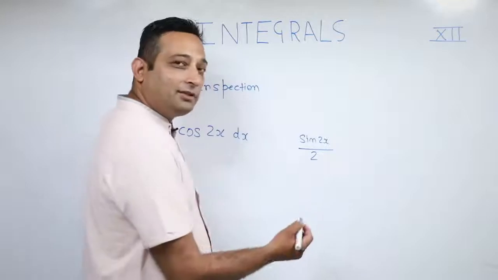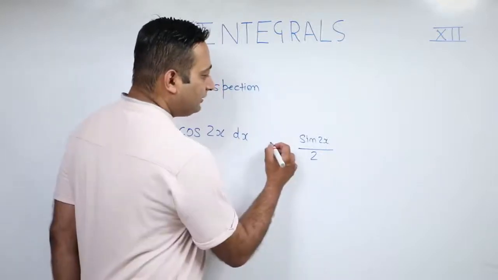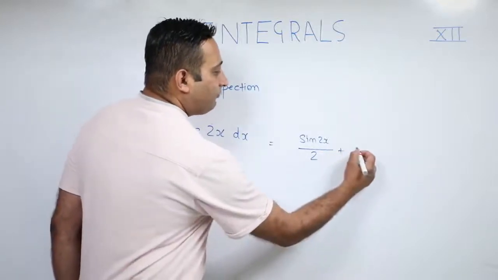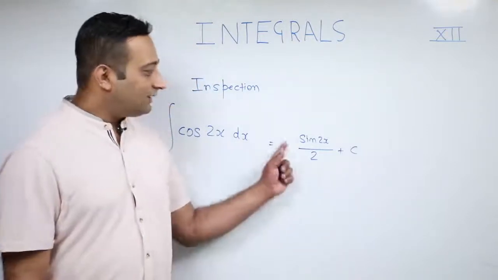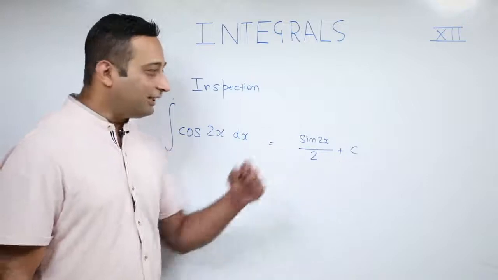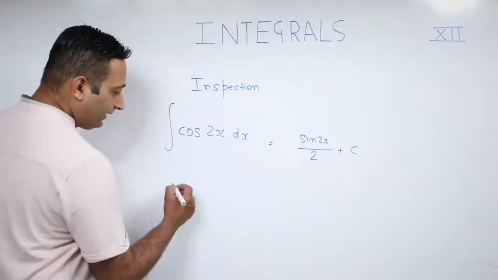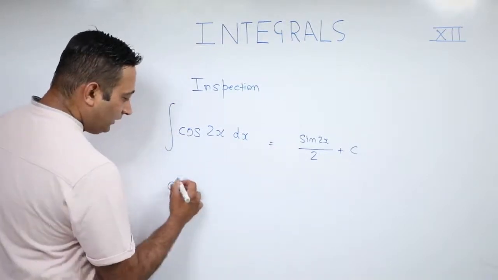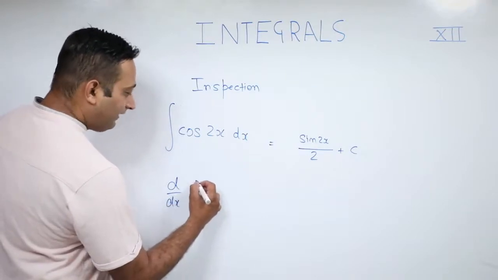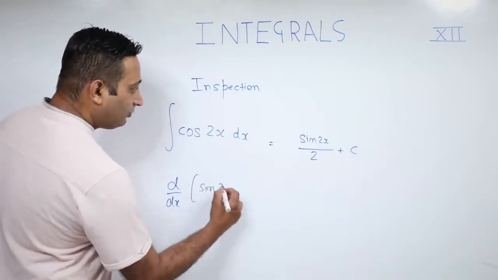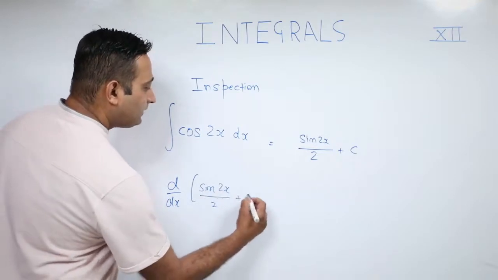That means by inspection we have found the result of this function. Now we have to write plus c if we want to integrate this function. So the answer is sin 2x by 2 plus c, as we can see. Now if we want to check whether the answer is right or not, let us verify this by finding the derivative of the function sin 2x by 2 plus c.